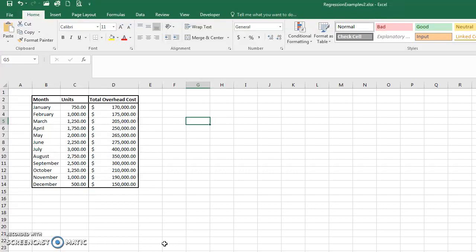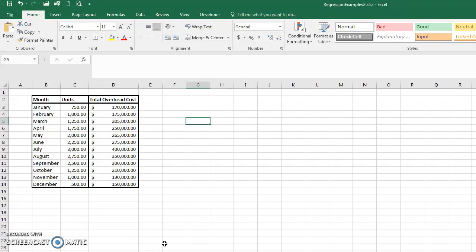It's a little bit overkill for what you need to know for how to just do it in Excel, but what regression is going to give us is the slope of the line and the intercept. Now remember, the slope of the line is going to be our variable cost per unit, and the intercept is our fixed cost.